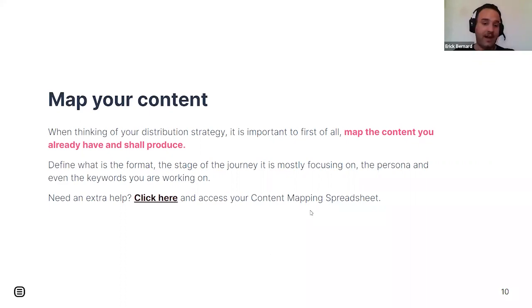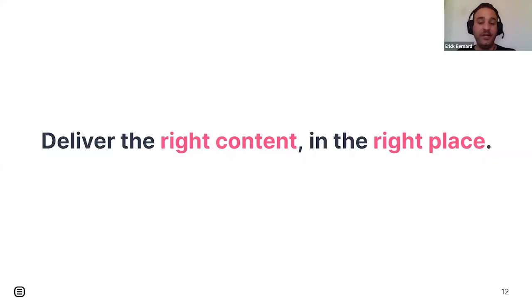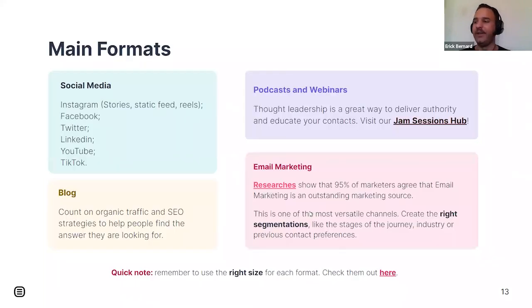After mapping, defining all the content that you have, and even the content that you are planning to launch, we can move to the next phase, which is understanding the channels and formats that we can explore. So where can I deliver my content? And when we talk about where, it also brings us the idea of what, because if you want to deliver a video, not every platform is going to be able to host a video. And if you want to deliver text, not every platform accepts a huge amount of text. So, all right, as I mentioned, we need to deliver the right content in the right place. Keep that in mind. All right, these are the main formats that we already know.